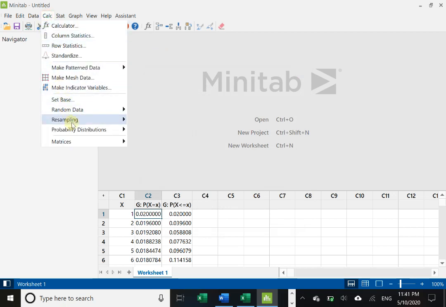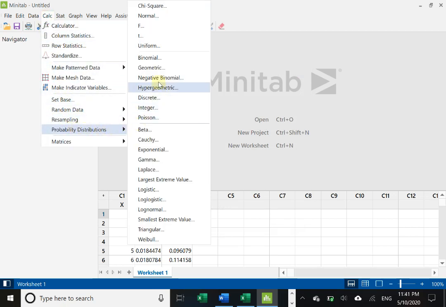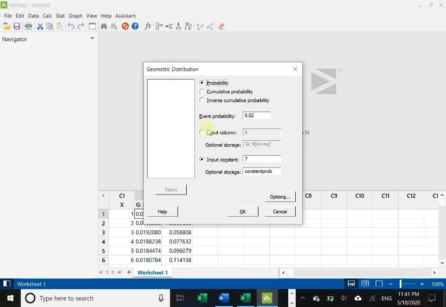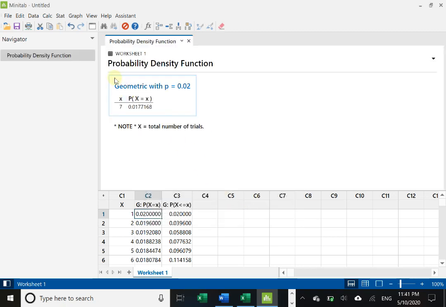So let me rerun this one, probability, geometric, and see that optional storage, I don't need it. I'm going to delete that. So I want to find probability of success on the 7th trial. Okay. And there you go. You see, now it actually outputs it. And this is what I had. That's what I had put in my notebook. And that's how you do this.